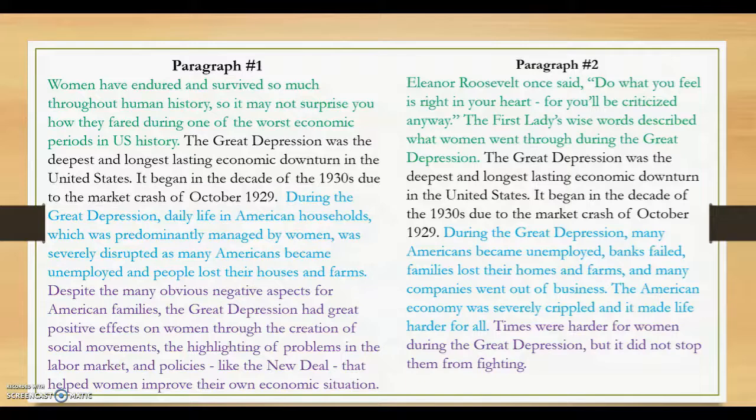And in the middle, while the background information is similar, what makes paragraph 1 distinct is its focus. There's a dependent clause, shout out to week 1's video, telling the reader that daily life was predominantly managed by women. Given the paper's topic is about women during the Great Depression, paragraph 2 is worse off as it only gives the reader a general background to the larger topic of the Great Depression.